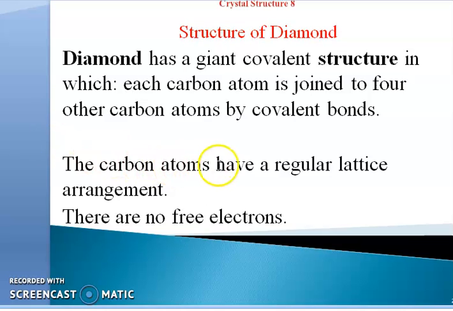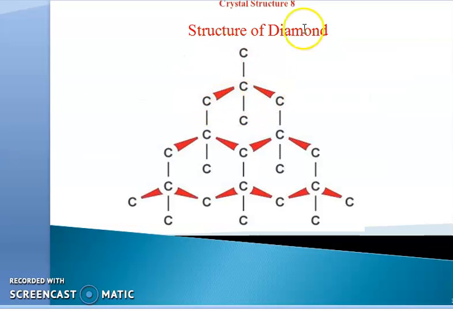The carbon atoms have a regular lattice arrangement. There are no free electrons to move. So this is one of the properties of diamond. There are no free electrons to move freely. Easily you can remember the property. So with the help of this figure, you will get an idea that this is a carbon and there are 4 neighboring carbon atoms. They are joined, combined by covalent bonds. Got it?